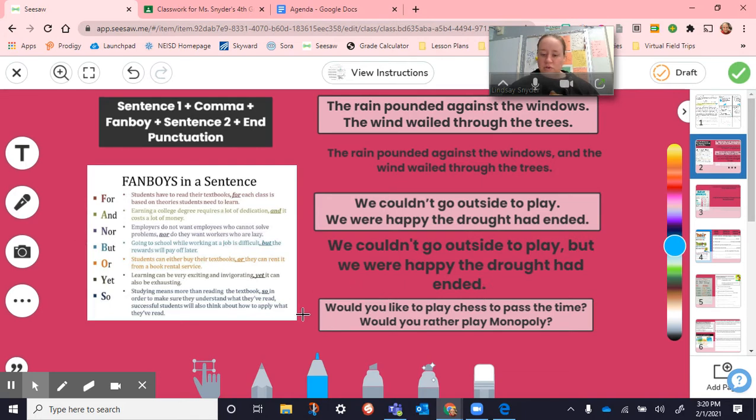All right, this one: would you like to play chess to pass the time? Would you rather play Monopoly? So this one we used "or." Okay, so with "or," it's not a both thing, or they're not contradicting. You're either getting this or you're doing this. So would you like to play chess or would you rather play Monopoly? One or the other. Okay, so would you like to play chess to pass the time, comma, or would you rather play Monopoly? All right, so we worked on those.